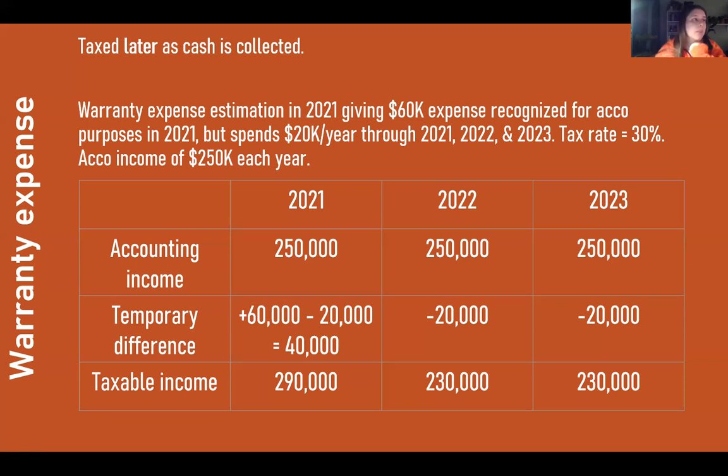For 2022, here, you don't have any warranty expenses in your accounting income, but you actually paid $20,000 cash. So you want to reduce your accounting income by the $20,000. And same thing for 2023.